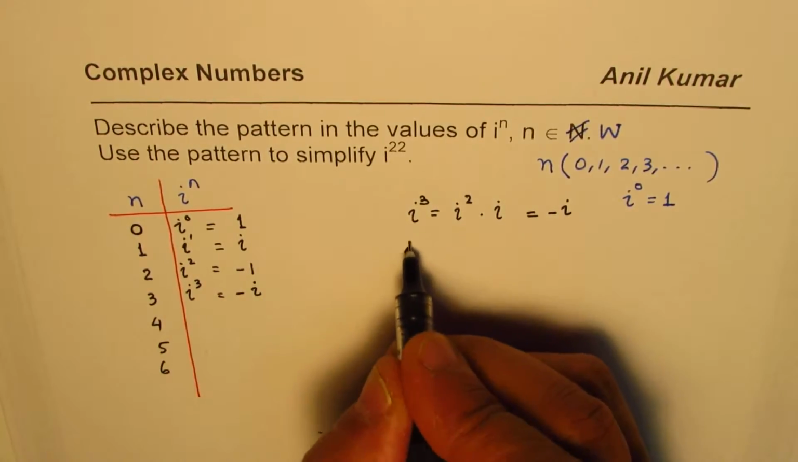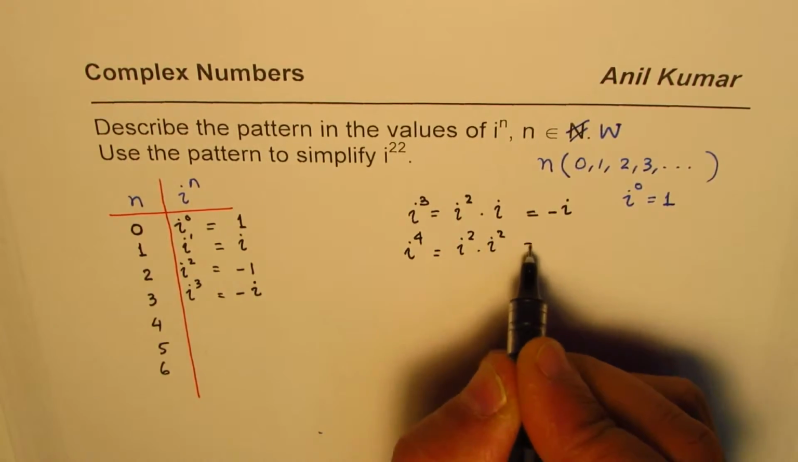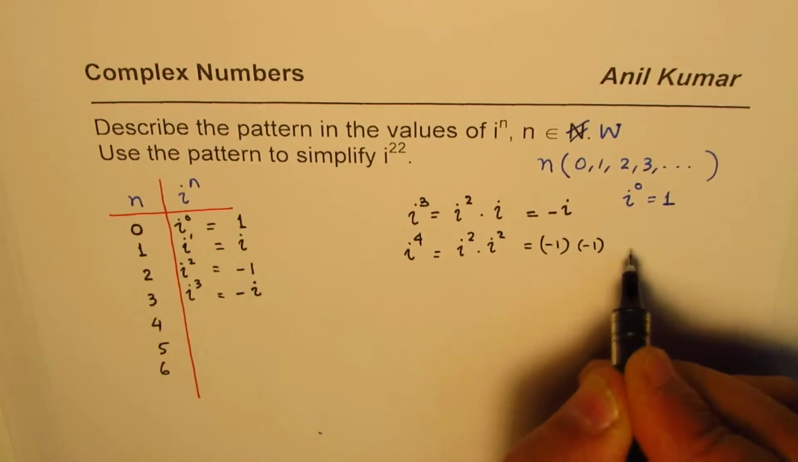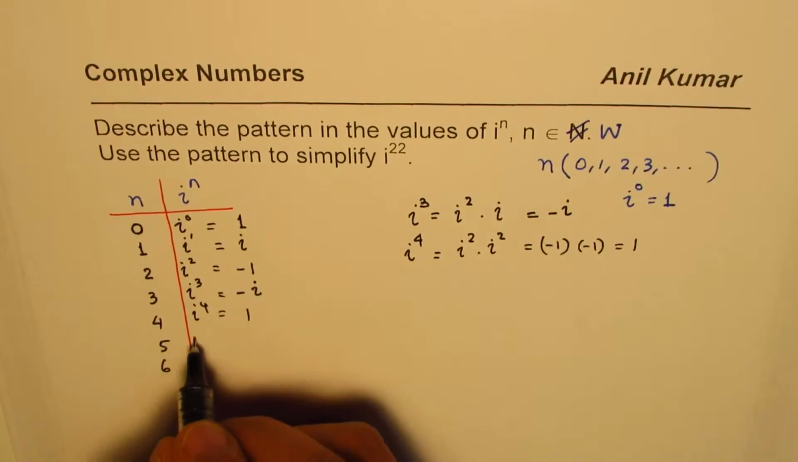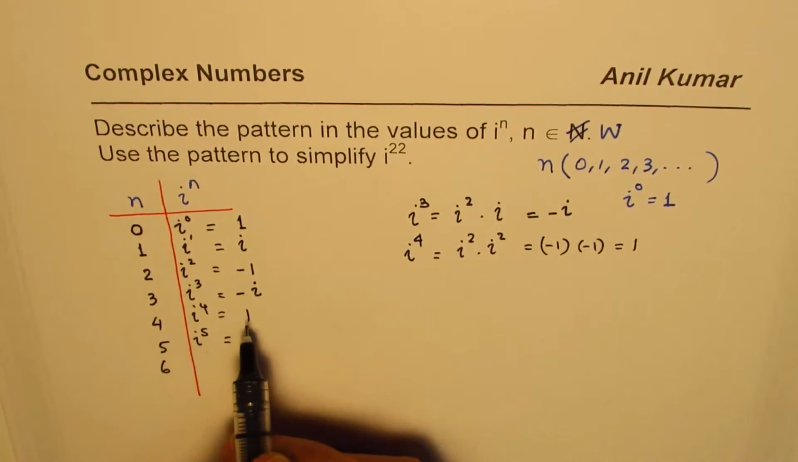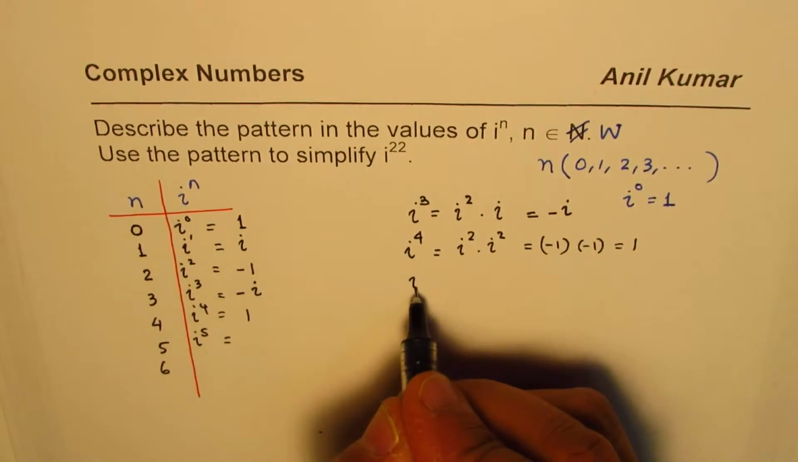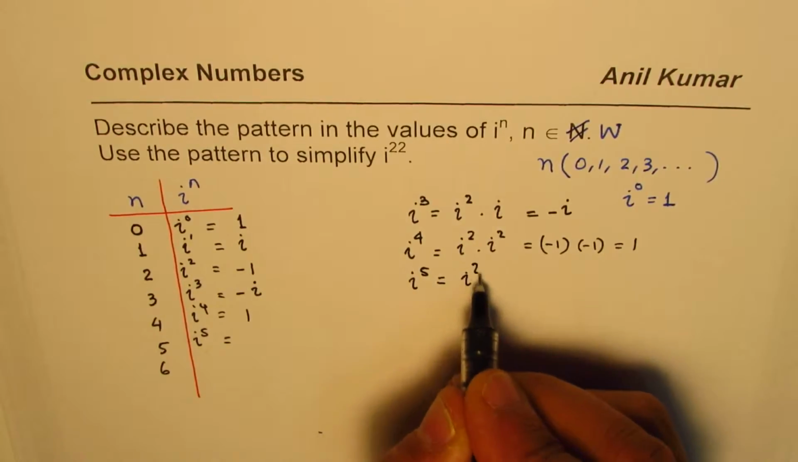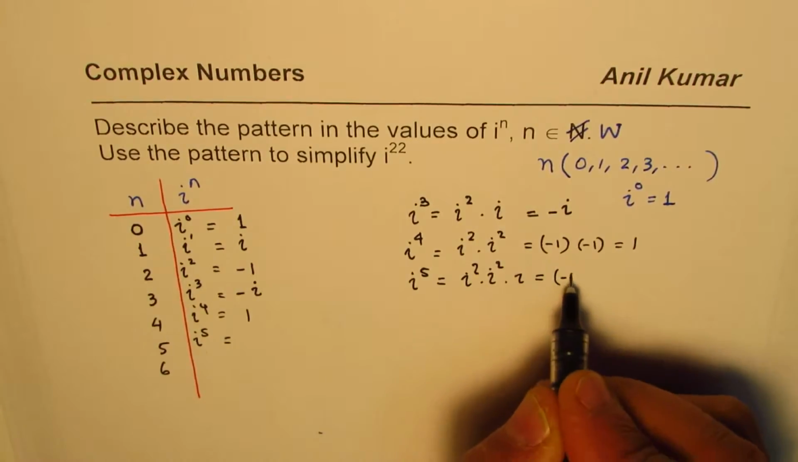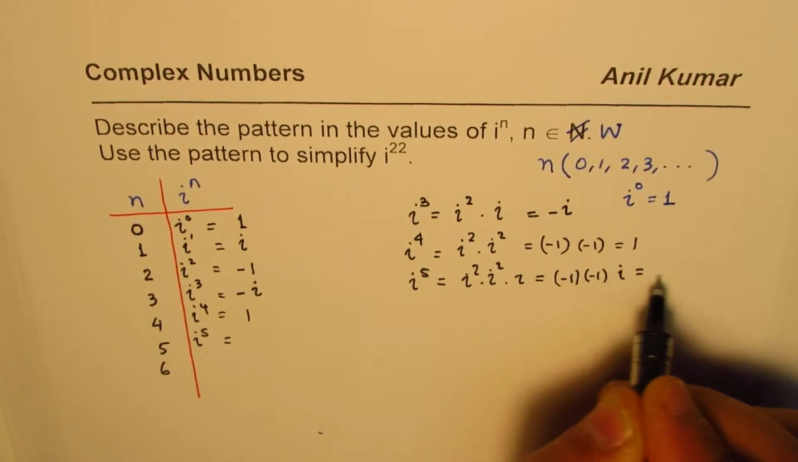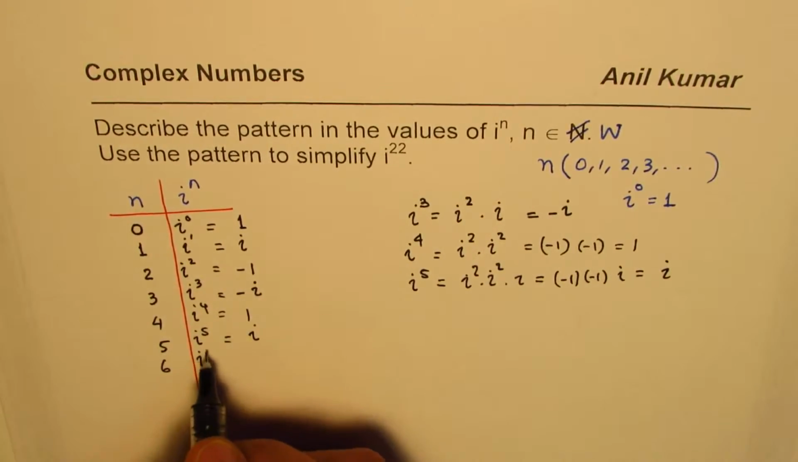How about i to the power of 4? i to the power of 4 could be written as i squared times i squared, which is minus 1 times minus 1, and that is plus 1. So i to the power of 4 is 1. How about i to the power of 5? Well, you could multiply i to the power of 4 by i and get i, but we will do it here to show you how. It could be i squared times i squared times i. And as we did earlier, minus 1 times minus 1 times i, which is just i. So it is i.